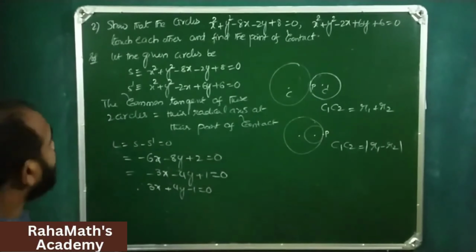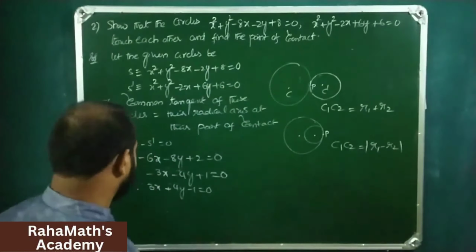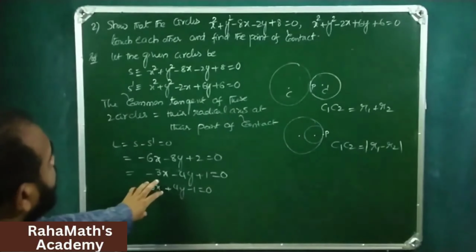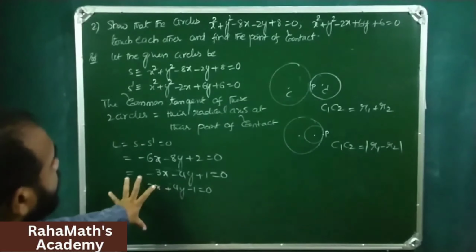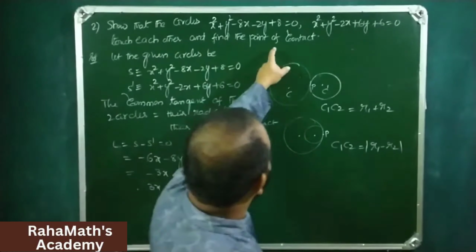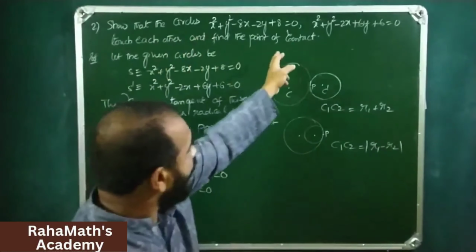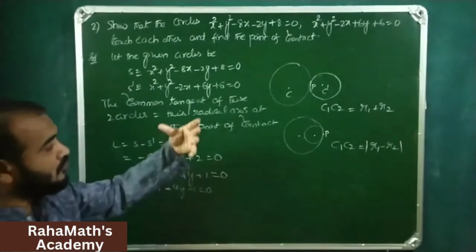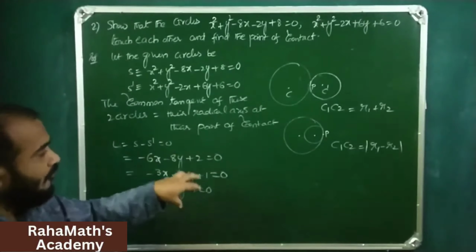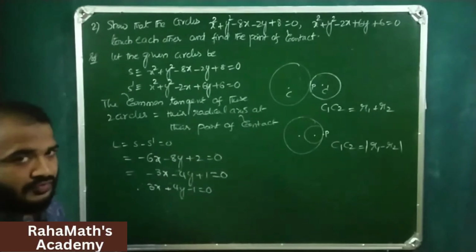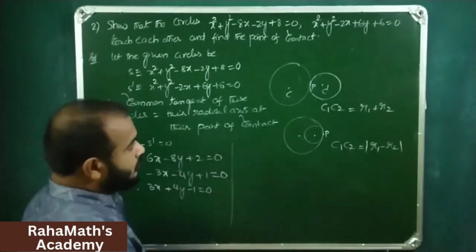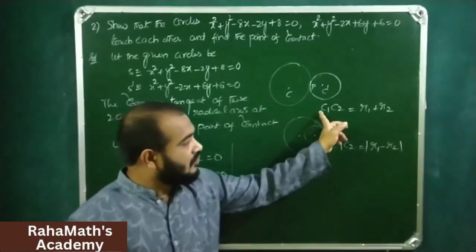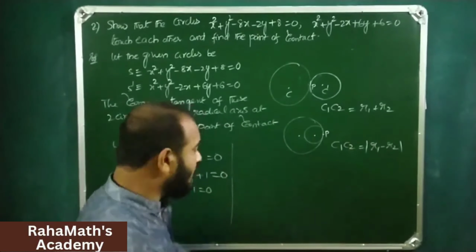Now, show that the two circles touch each other and find the point of contact. If it is not given what the equation of the common tangent is, but actually we have found it, it is not required first of all. Now, to show that two circles touch each other, C1C2 equals R1 plus or minus R2. Let us see what will happen.